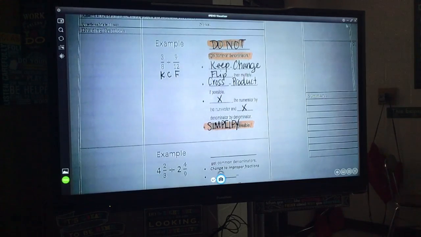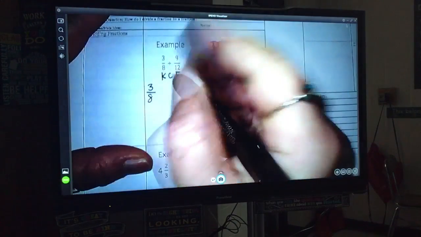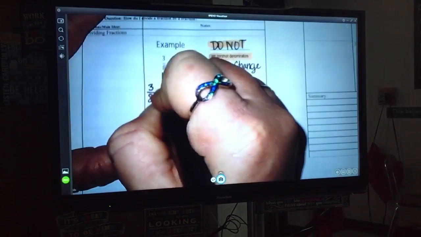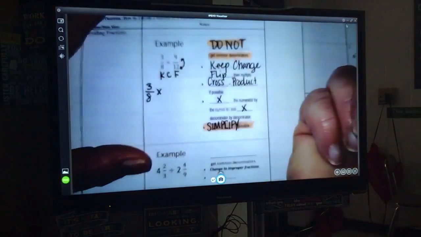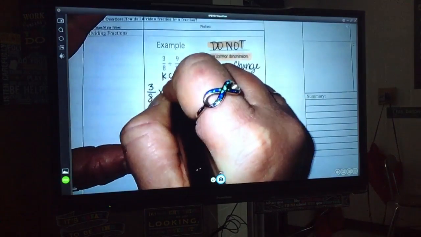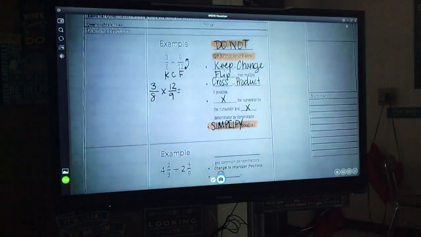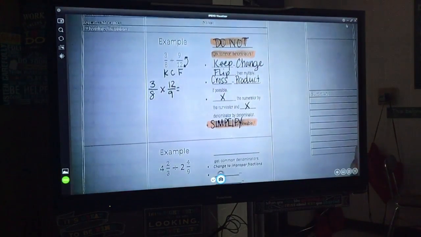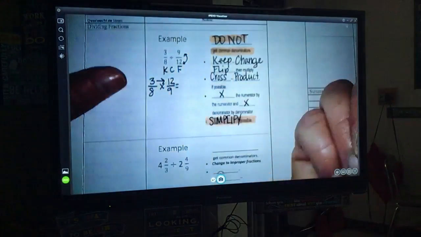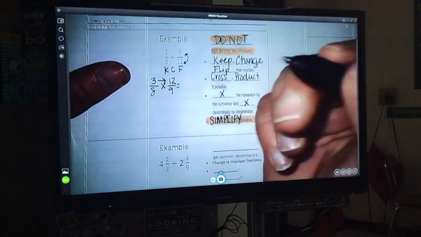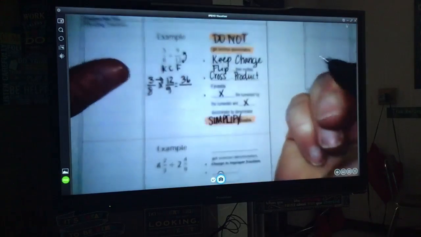Alright, so this means you're keeping the first fraction. So I'm going to rewrite 3/8. I'm going to change my division to multiplication, and I am flipping my second fraction, which becomes 12 over 9. And at this point, if you cross product, this is where you would do it. Again, I'm not going to model that, so you're not going to see it. And then you just multiply straight across. So what is 3 times 12? Christiana? And what is 8 times 9?